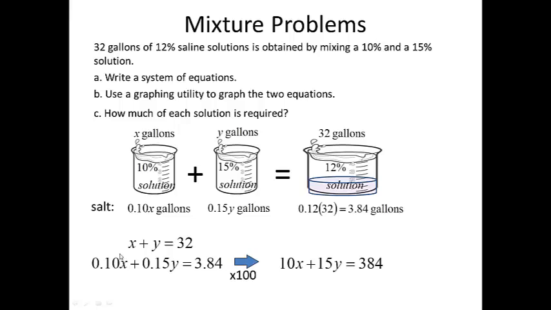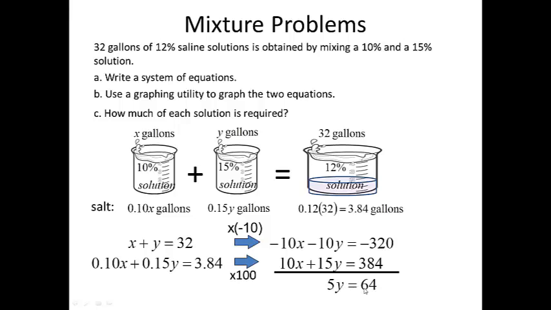Well, if I'm going to do this by elimination, I want something in here to cancel one of these. I'm just going to go ahead and multiply the first equation by negative 10. So I'm going to get negative 10x minus 10y is equal to negative 320. Now I can do the elimination by adding these two together, and I will get 5y is equal to 64, which means that y, dividing both sides by 5, is 12.8 gallons.